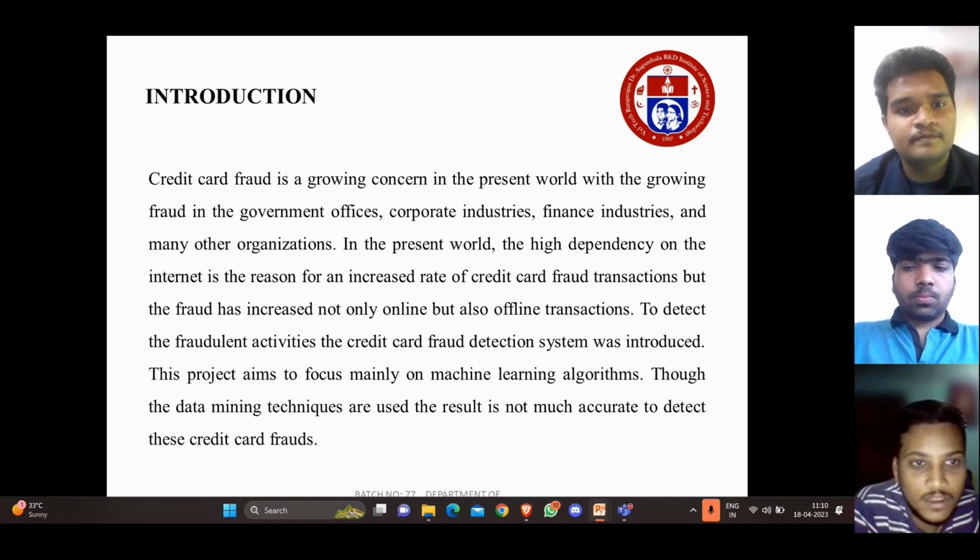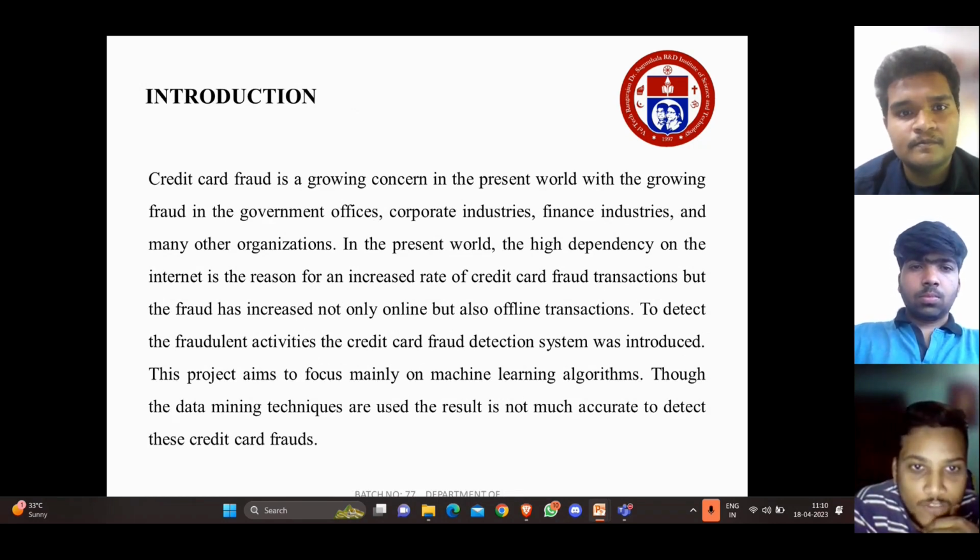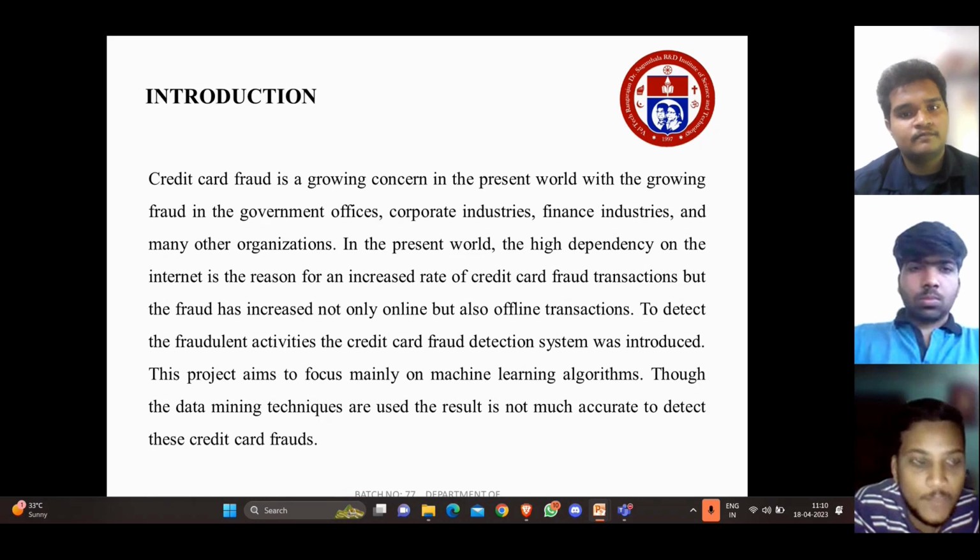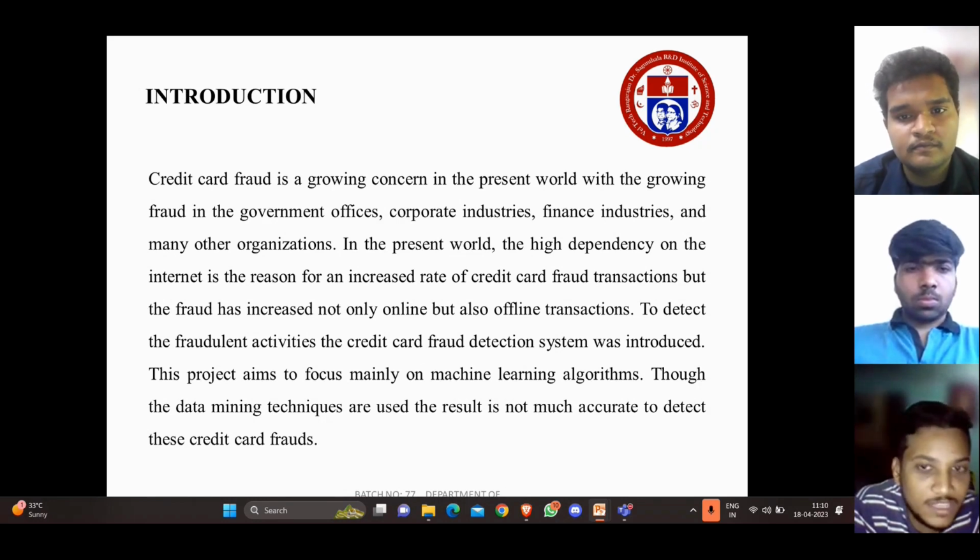Coming to the introduction part, credit card fraud is a growing concern in the present world, with growing fraud in government offices, corporate industries, finance industries, and many more. For this kind of problem, we have come up with a solution through machine learning.